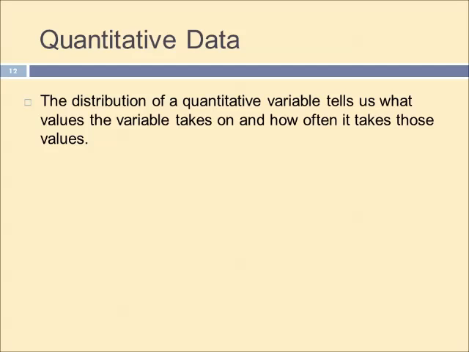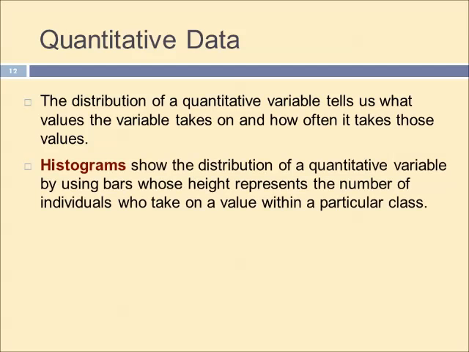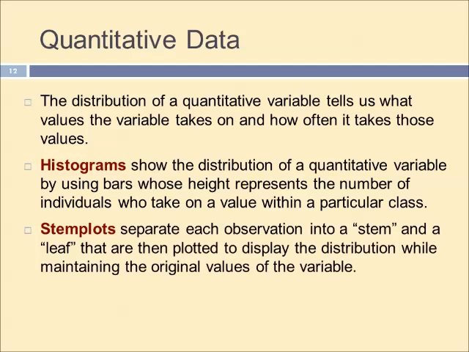Now for quantitative data, the distribution of a quantitative variable also tells us what values the variable takes on and how often it takes those values. There are some slight differences that I'll describe in a minute. Histograms show the distribution of a quantitative variable by using bars whose height represents the number of individuals who take on a value within a particular class. Stem plots separate each observation into what's called a stem and a leaf that are then plotted to display the distribution. In this case, the advantage is a stem plot actually retains the original value of the variable, whereas a histogram doesn't.